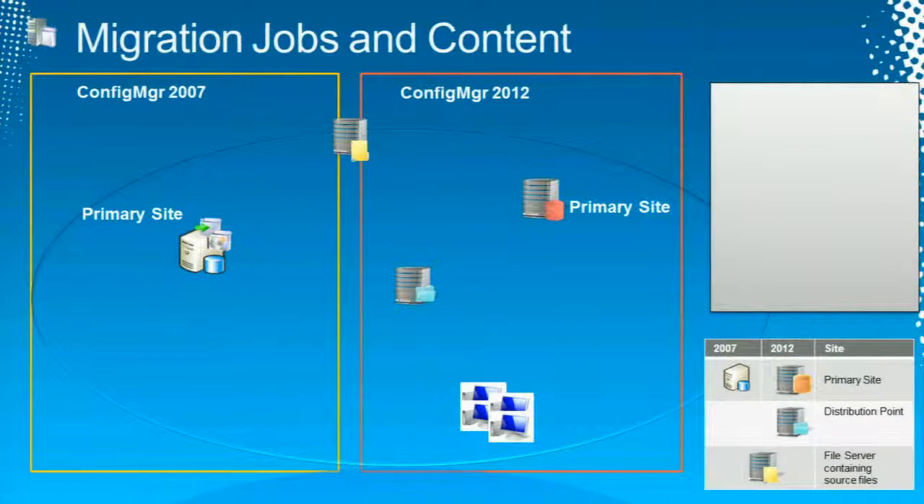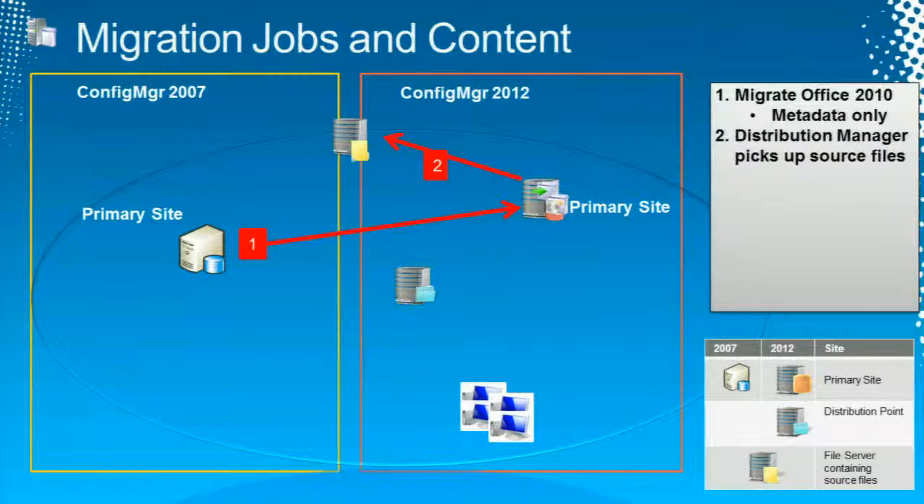Okay, so here's a couple of different examples for you. 2007 in yellow, 2012 in red. So you've got your primary site in both sites. You get your environment set up. So in this case, we migrated over an Office 2010 package, which is the metadata only. So now I have the Office 2010 as a package in 2012.